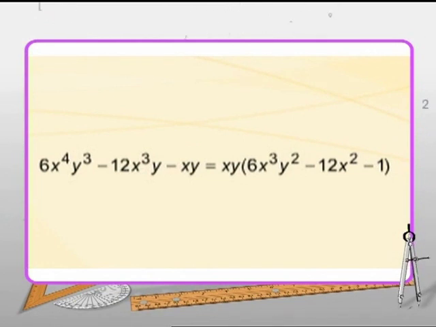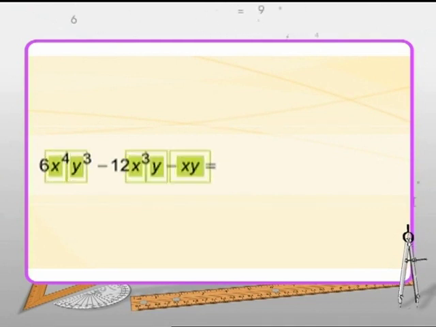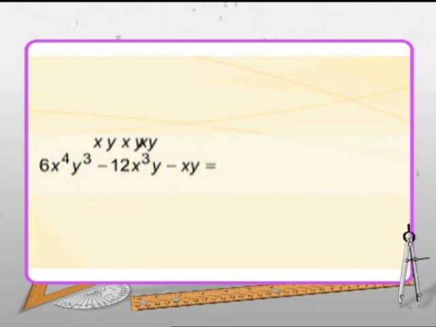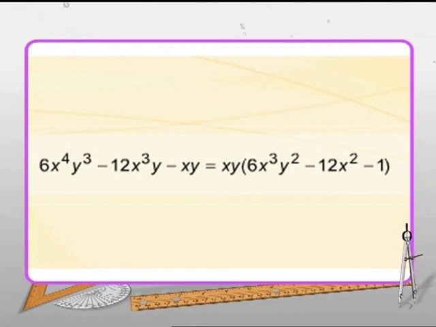Now, let's look at another example. Factorize the expression 6x raised to power 4 into y raised to the power 3 minus 12x cube y minus xy. The common factor in this case is x times y. Taking out xy, we get xy multiplied by 6x cube y square minus 12x square minus 1 the whole.